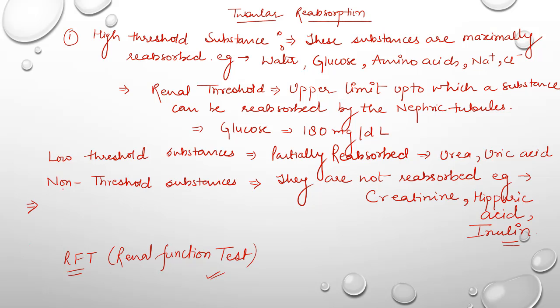Because of these processes of reabsorption, the urine can be concentrated up to 4 times that of human blood.